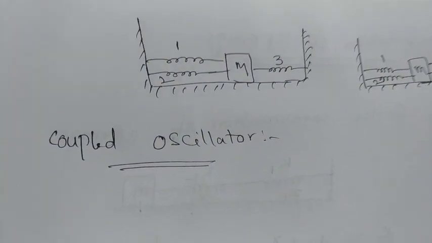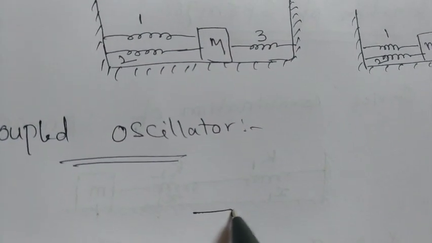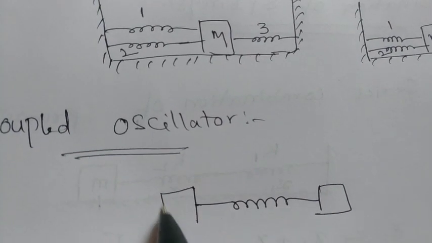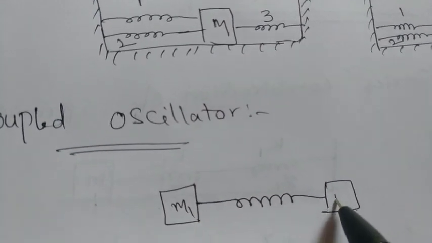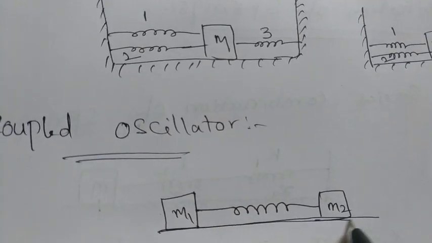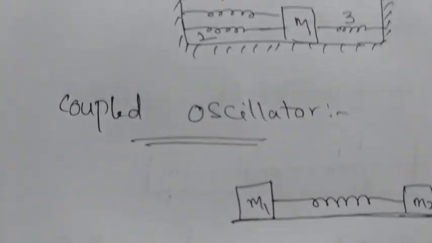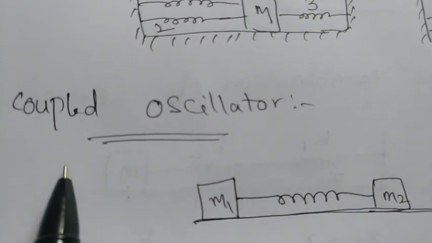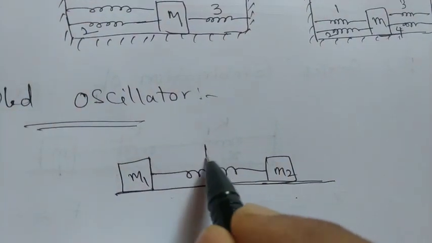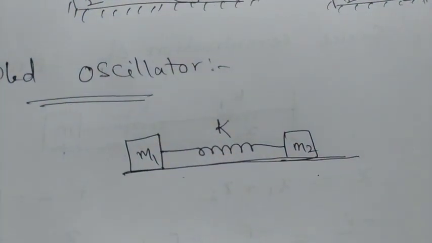Coupled oscillator. A spring is attached to two blocks of masses M1 as well as M2. Such a system is called a coupled oscillator. Coupled is nothing but two. So two blocks are connected to the spring, and the spring constant of the spring is taken as K.